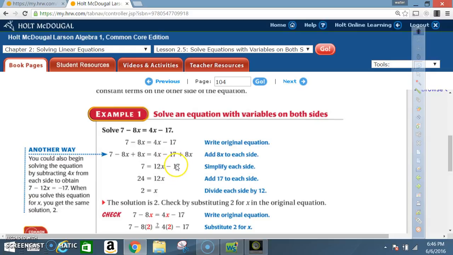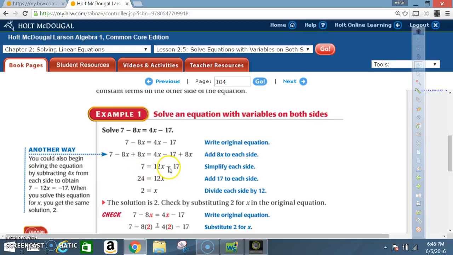Now we're going to put all the constant terms, or just the numbers by themselves, on the same side. So we're going to move this 17 to the other side. That's why they say add 17 to each side. It's a negative 17, so to it we're going to add a 17. So plus 17 goes there, and a plus 17 goes there. Of course, you would be showing this in your work.